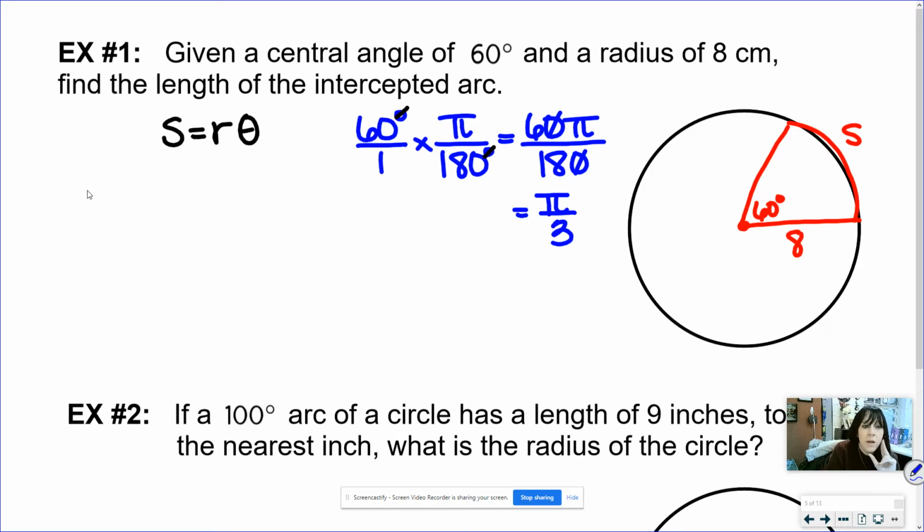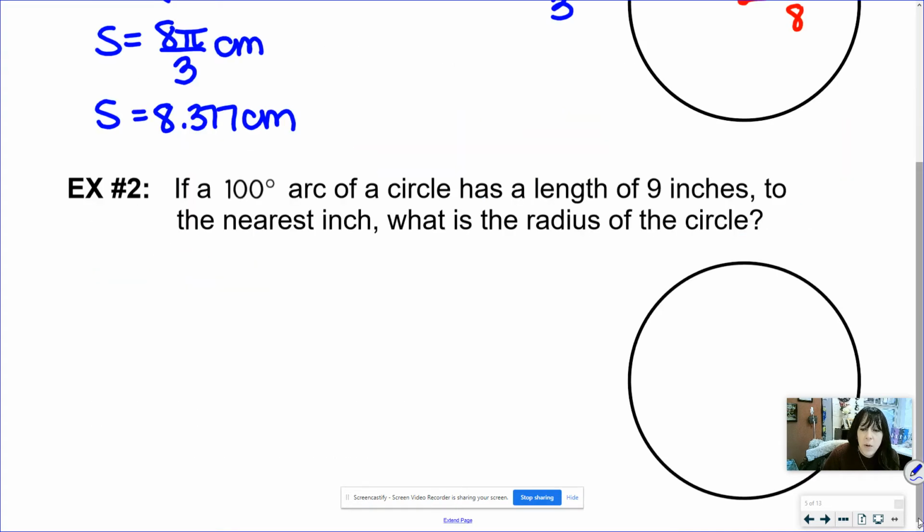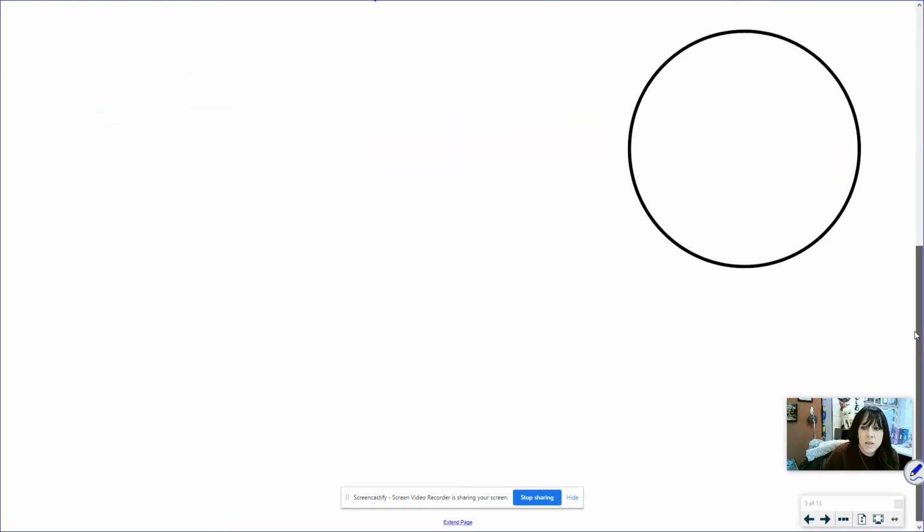Now once you get that, you can plug in the r and the theta into the formula. So r is 8, and theta is pi over 3, which has to be in radians. And so we end up with 8 pi over 3, and that would be centimeters. That's not simplified or unsimplified. And then as a decimal, it would be approximately 8.377.